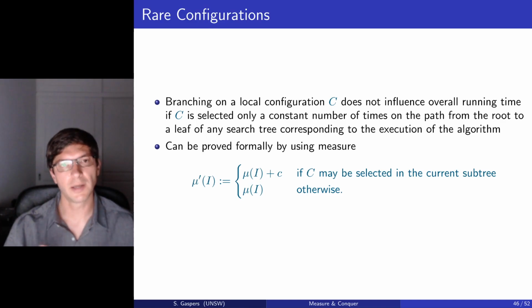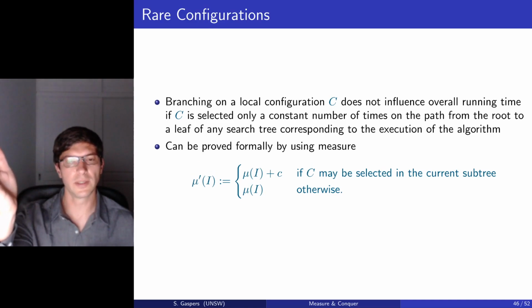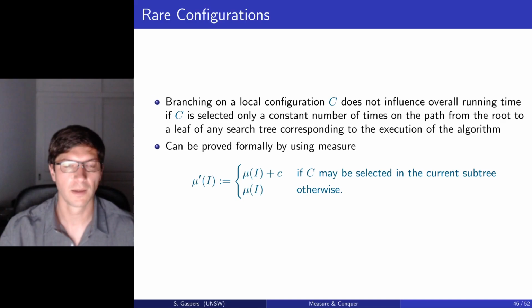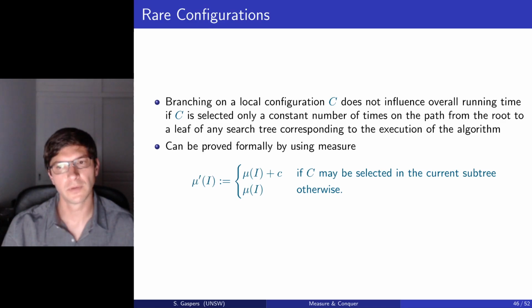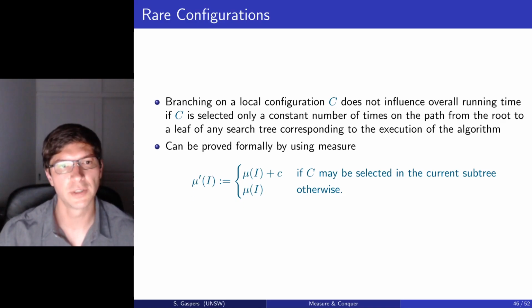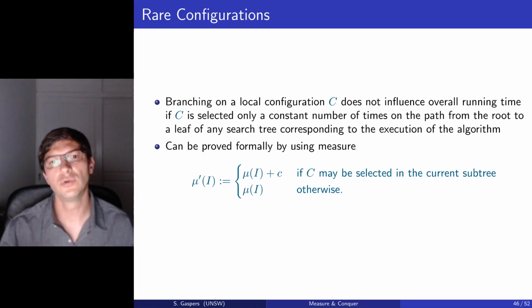So this actually happens only once. So when we look at the search tree and go from the root to a leaf of the search tree, we will encounter this 5 regular case at most once. And I claim that, well, this does not influence the running time. So we can actually disregard this case from our analysis. And we can prove this formally in the following way. So instead of having our measure mu, we now have measure mu prime, which is either mu or mu plus some constant c.